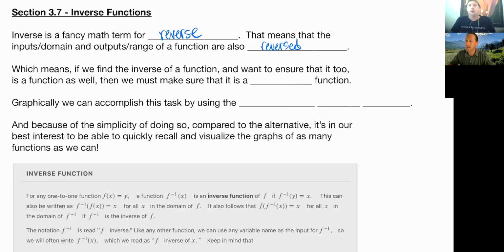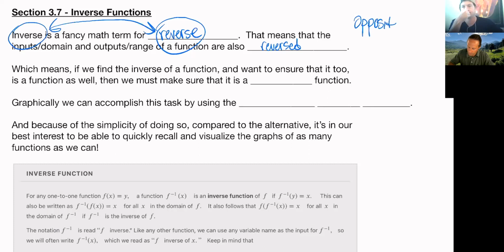Now somebody said the opposite in the chat. That is a common mistake. A lot of people say that. They'll also say reciprocal. Okay? But make sure that you know that inverse and reverse are one and the same. Remember, opposite, we use this symbol for.